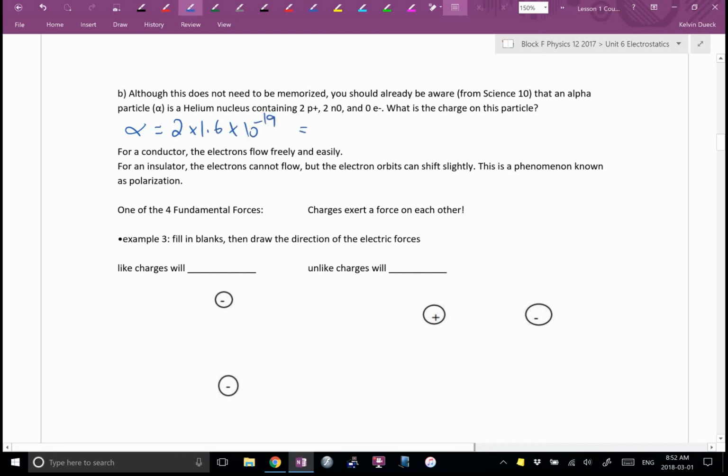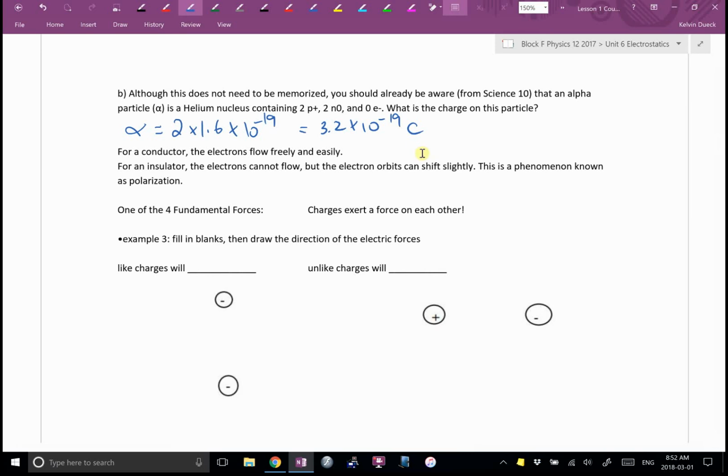And I can do that in my head. I know that 16 times 2 is 32, so I think 1.6 times 2 is going to be 3.2 times 10 to the negative 19. That elementary charge, by the way, you can see it's really small. 0.0000018 zeros and then a 1 and a 6.